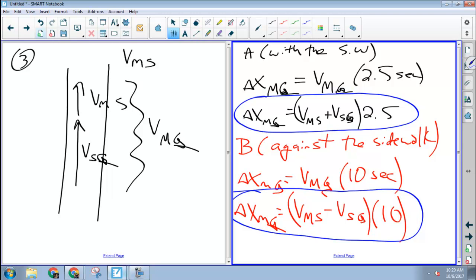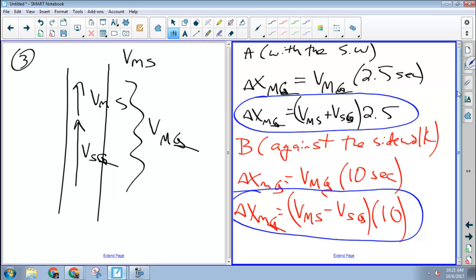Follow? I'm not done, but are you good up to there? Should the negative be on VSG? I don't know why, but I have it as negative VGS. All right, so let's see if we can logic our way through this. Can you go back up to the top and hit all the V's?